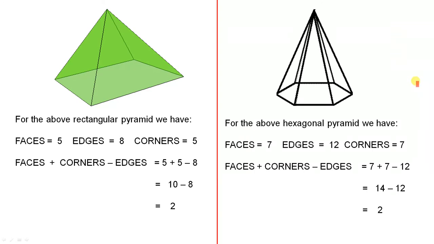For the above hexagonal pyramid we have the faces equals 7, the edges equals 12, and the corners are 7. Faces plus corners minus edges equals 7 plus 7 minus 12, which is 14 minus 12, which is 2. So isn't that interesting? For all of those 3D objects, the answer always comes out to be 2.